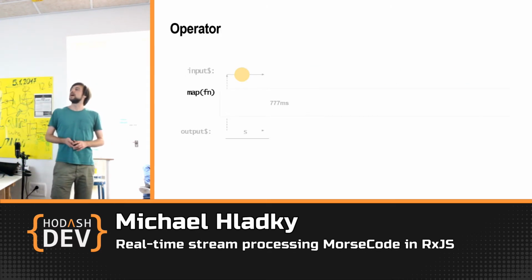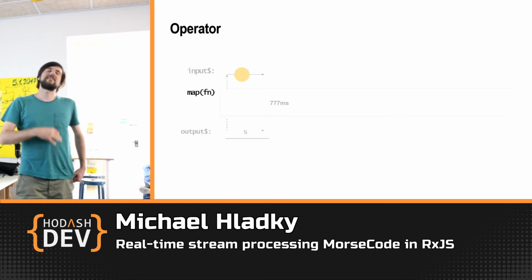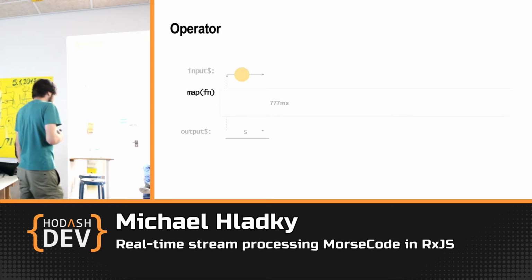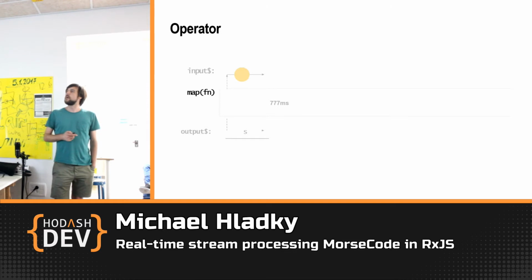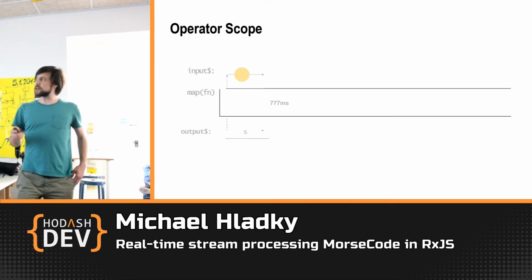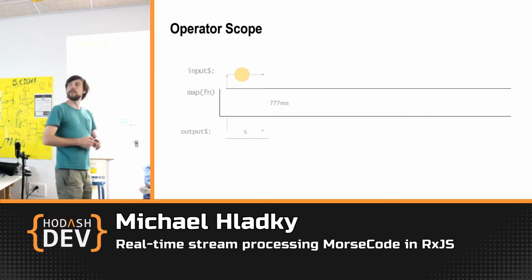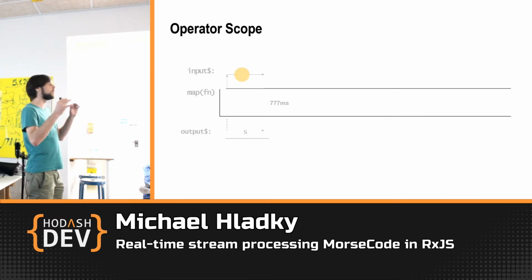And then we have an operator. An operator is basically the thing that we use to perform our transformations, filter processes, and so on. And every operator, as well as every function, has a scope, a function scope, or here an operator scope. This is the black line. And inside of this black line, all the internal logic happens.